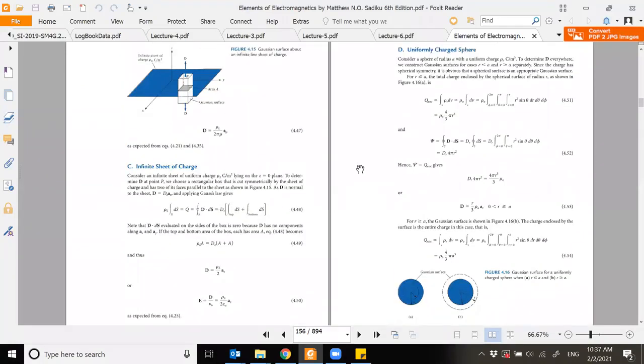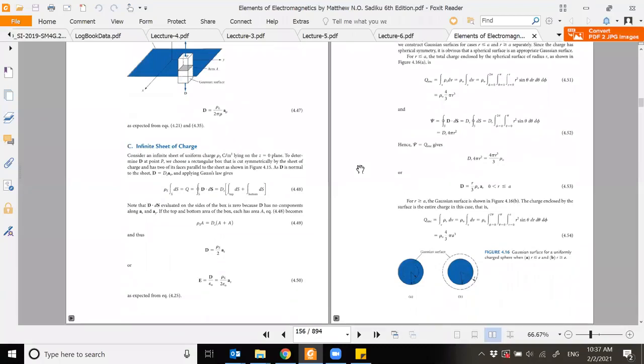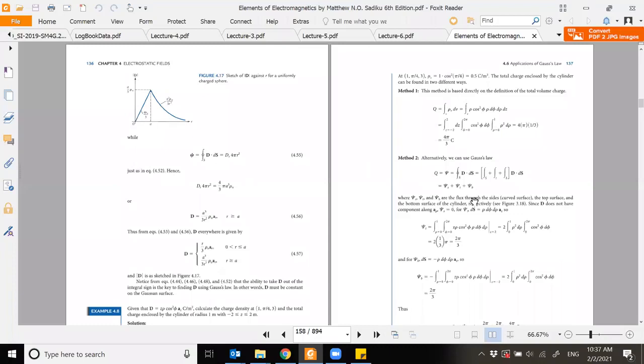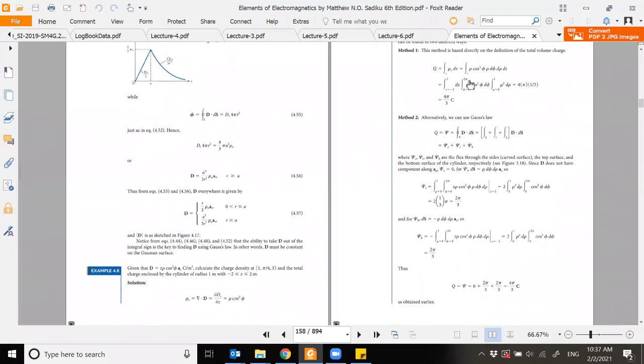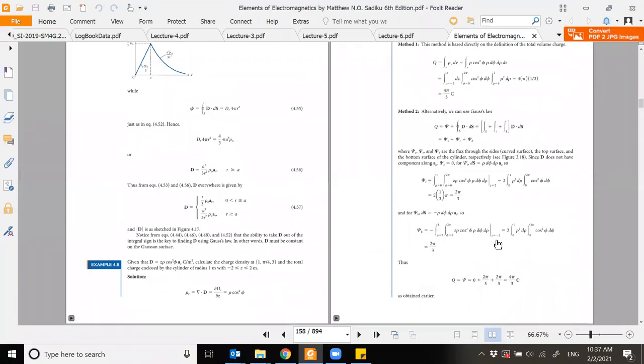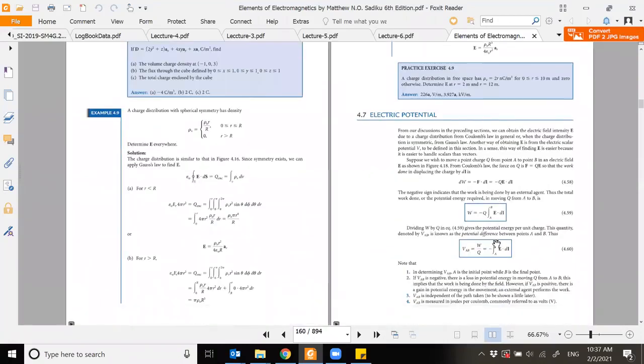So this is Gauss's law. In Gauss's law, for the infinite sheet and for the sphere, we did it in the class. So you see, you have an example here. So try to do this example. You will get a good experience.